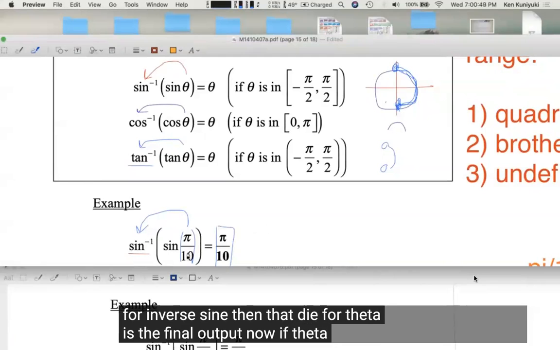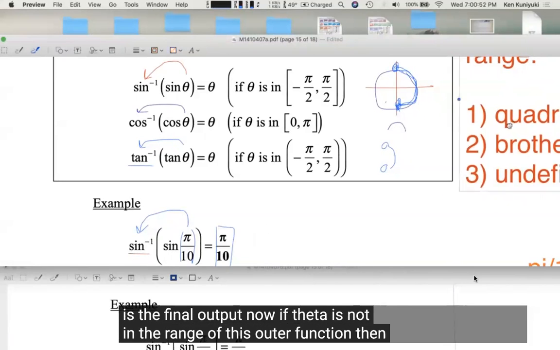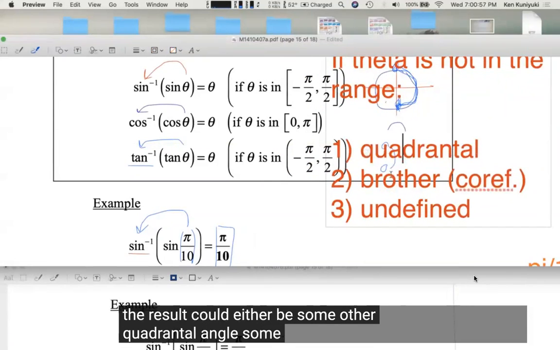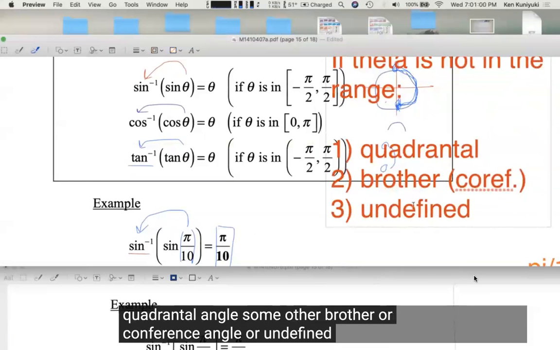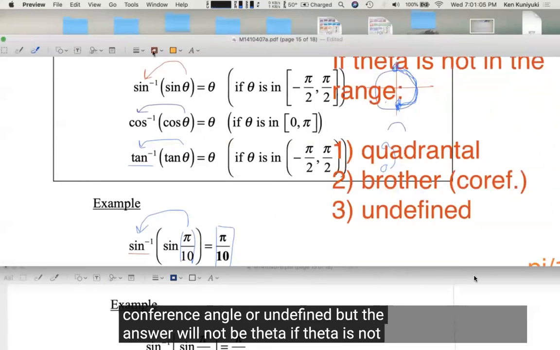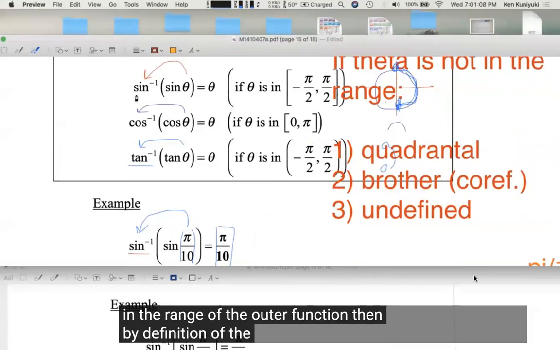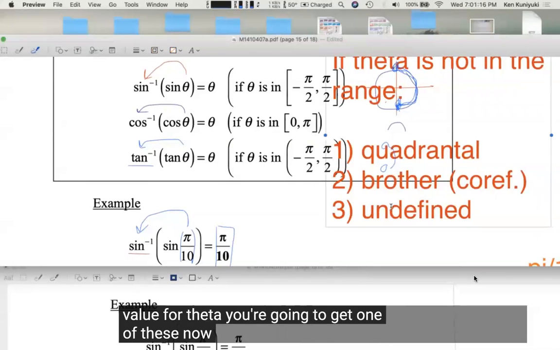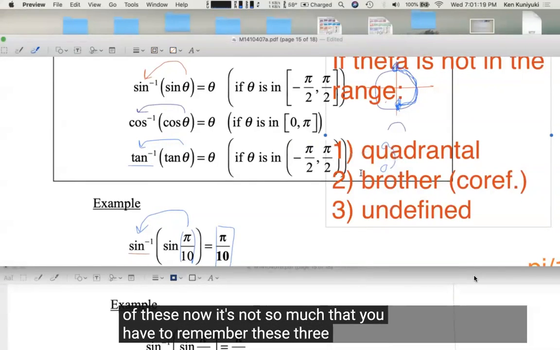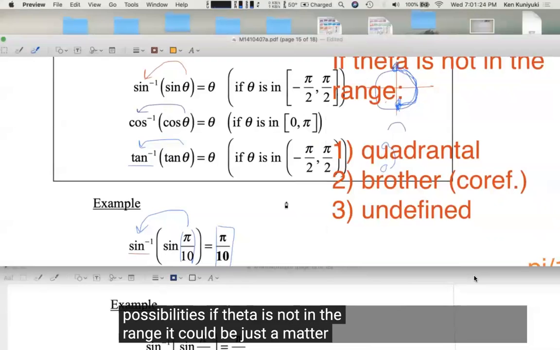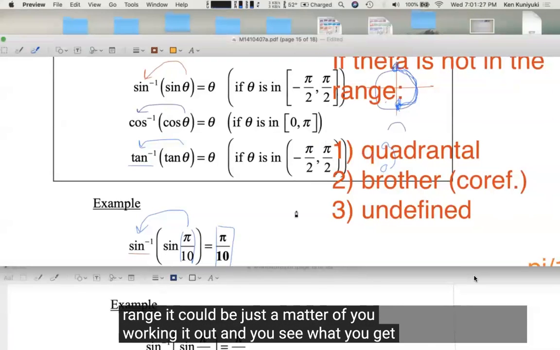Now, if theta is not in the range of this outer function, then the result could either be some other quadrantal angle, some other brother or co-reference angle, or undefined. But the answer will not be theta. If theta is not in the range of the outer function, then by definition of the range, this outer function is not allowed to spit out that value for theta. You're going to get one of these. Now, it's not so much that you have to remember these three possibilities if theta is not in the range. It could be just a matter of you working it out and seeing what you get.